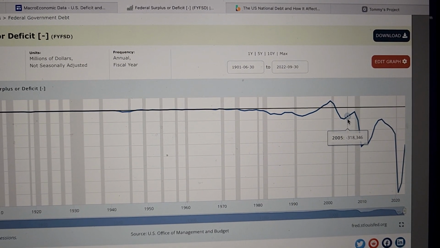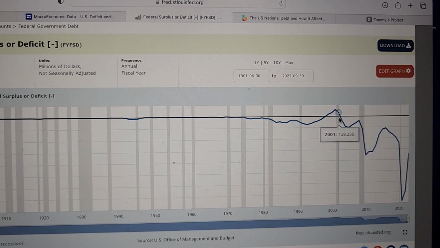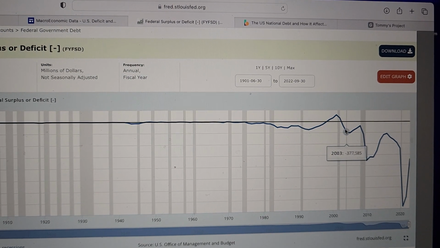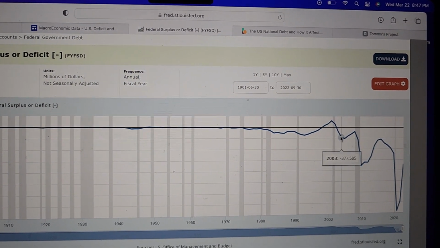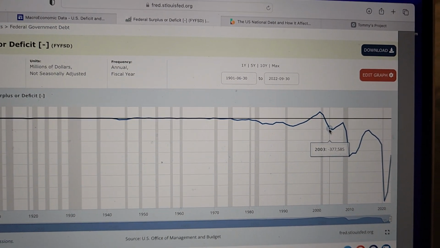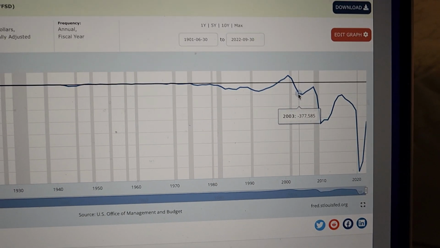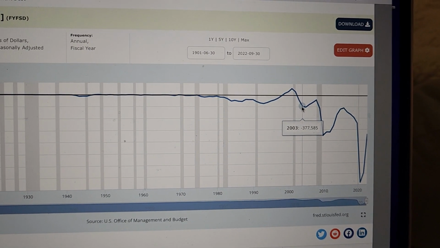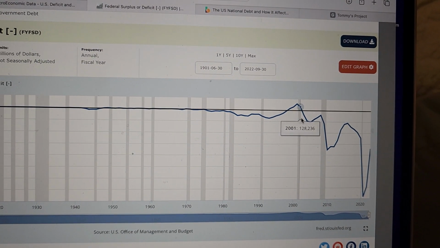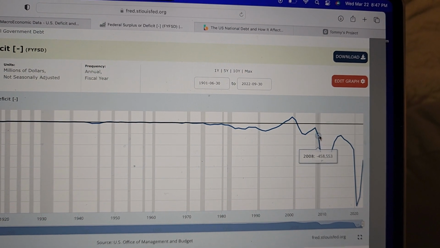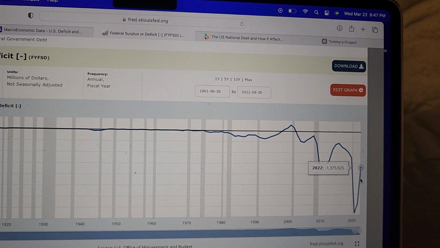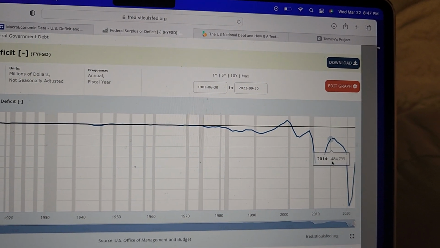And then there's an incline here. So from 2000 to 2003, those 3 years, we haven't recovered. We haven't been able to emerge from our deficit since 2003, all the way to current day in 2022.